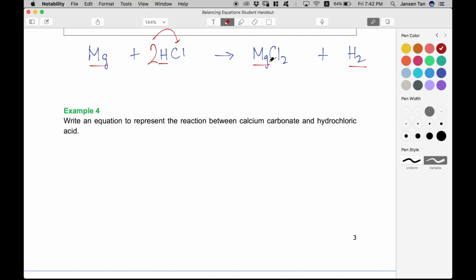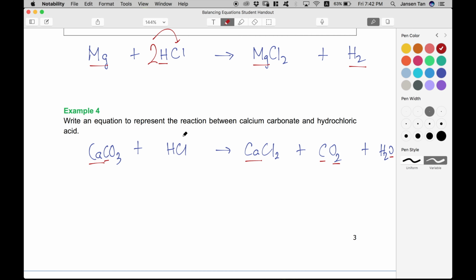Okay, example 4. Step 1, write all the chemical formula first. Calcium carbonate. Okay, again we check the atoms on the left and right. On the left I have 1 calcium, on the right 1. It's balanced. Okay, 1 carbon here, 1 carbon here, also balanced. 3 oxygen here. I have 2 here and I have 1 here. So on the right hand side I also have 3 oxygen.